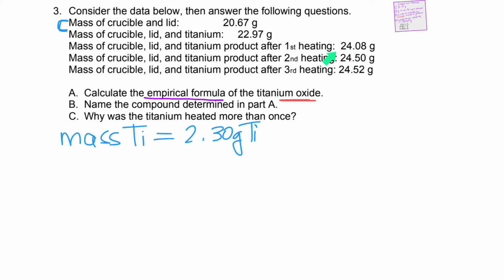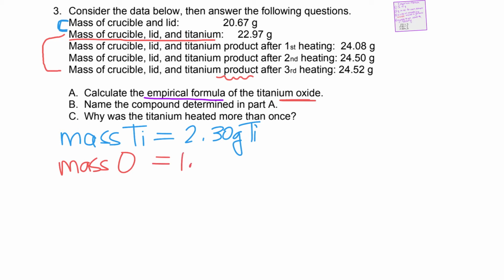But here, up here, we did not add as much oxygen as we could have because there was a pretty significant change from first heating to second heating. But between second and third, there really was a very small change. I mean, that's within the uncertainty values of the balance. We want to find the mass of the oxygen that combined with the titanium. So in order to do that, we will take the third heating and subtract from it the mass of the crucible, lid, and titanium, because the only thing that this titanium product has that this original data point did not is oxygen. So if you subtract that, you'll get just the mass of the oxygen.